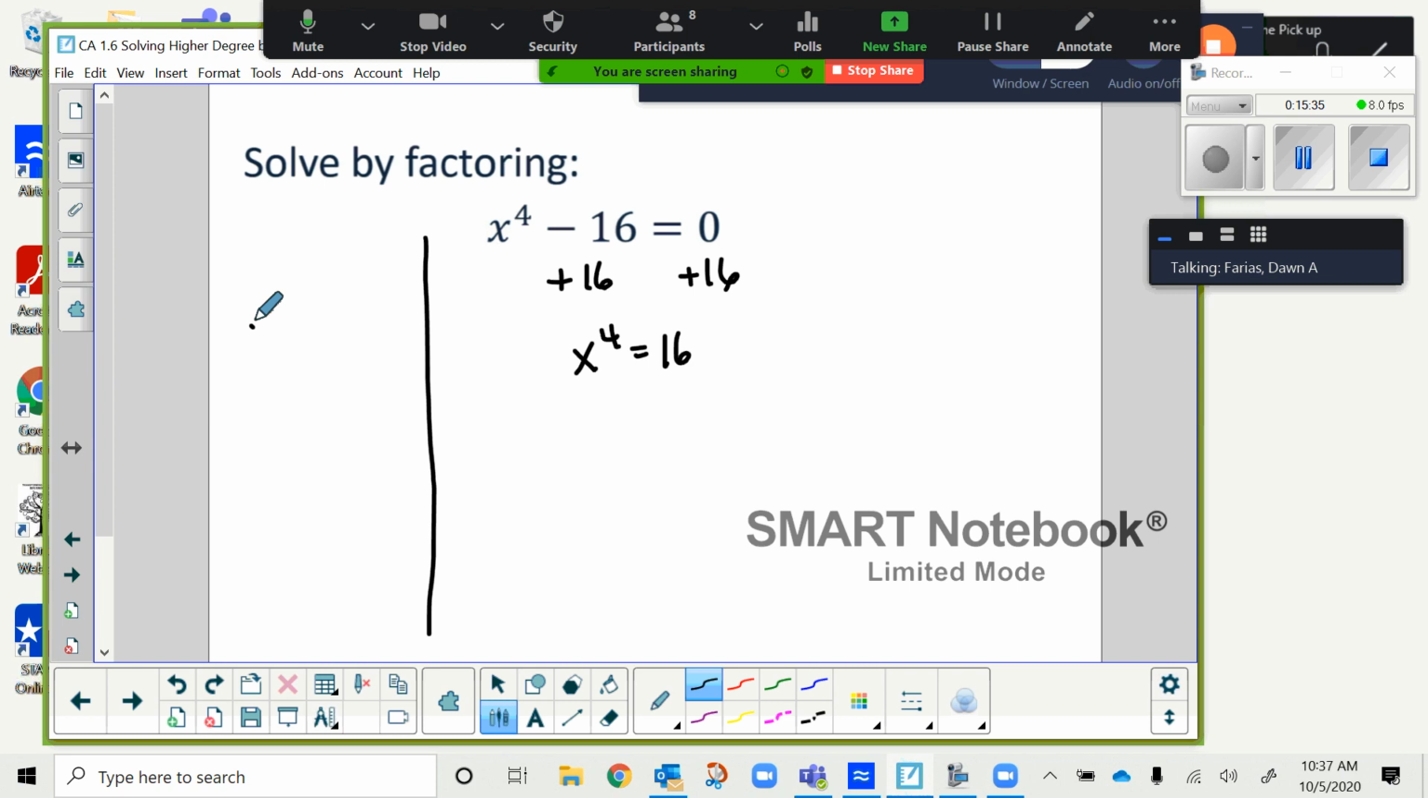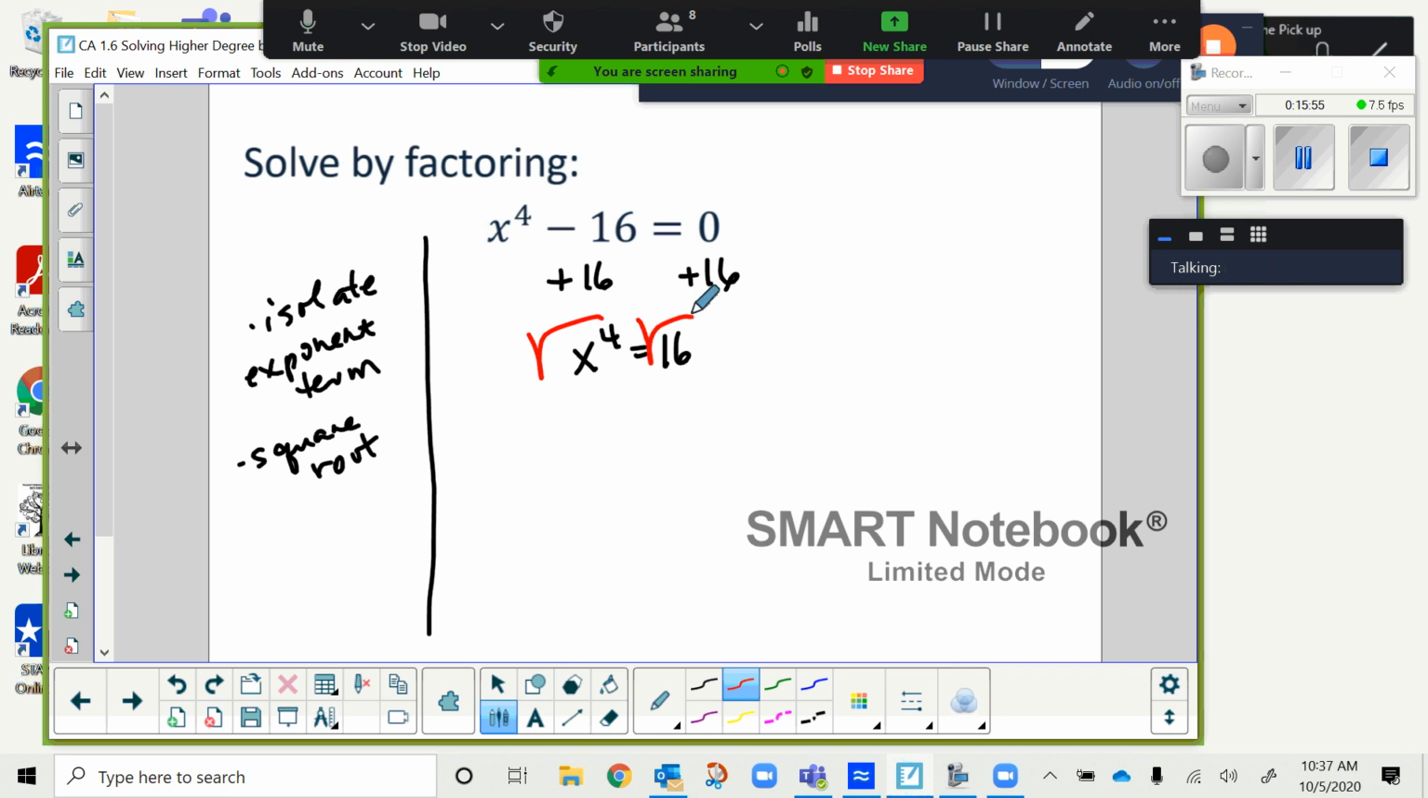We're going to isolate the exponent term. And then we square root both sides. Most people get that okay. Square root. And then they do this. And this is where they fail. Their method fails. They say x equals plus or minus 4. And they box their answer and they go on about their lives.